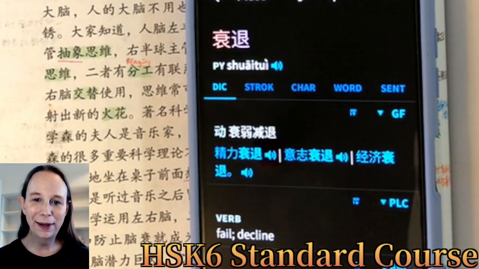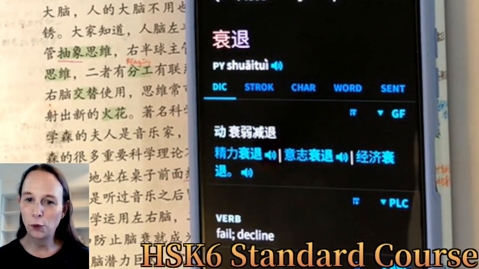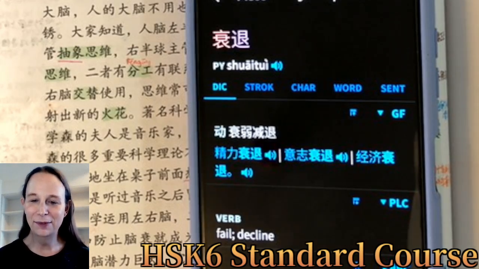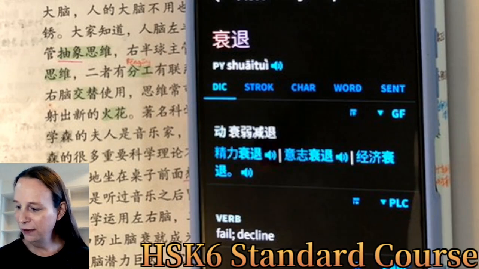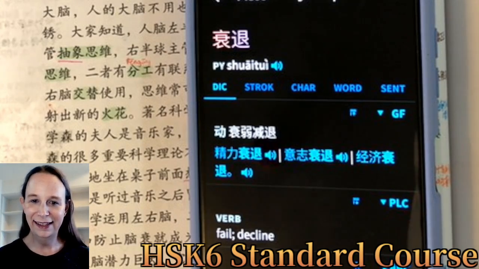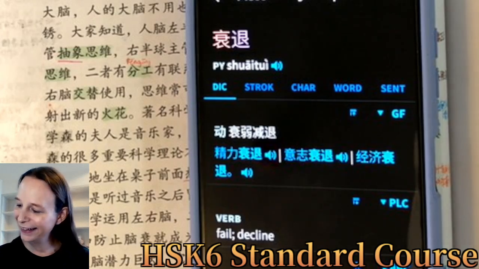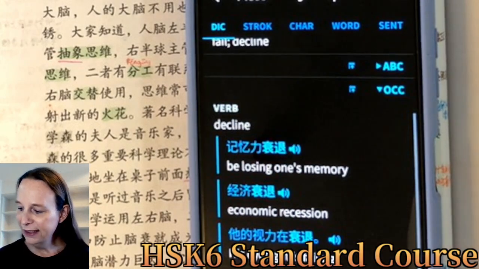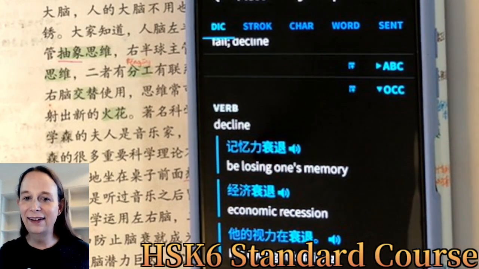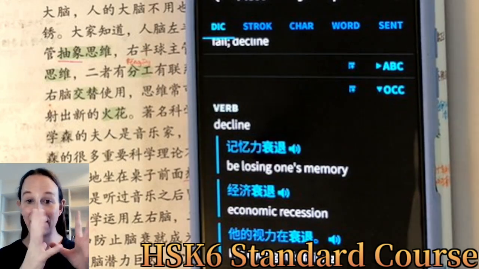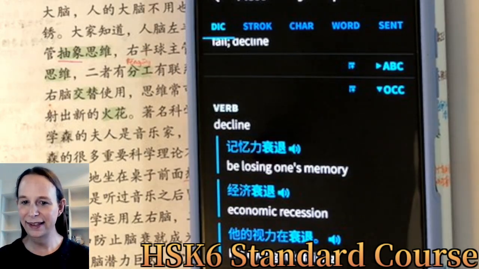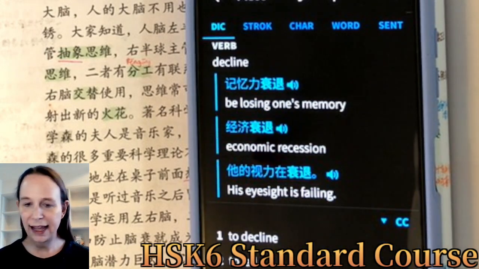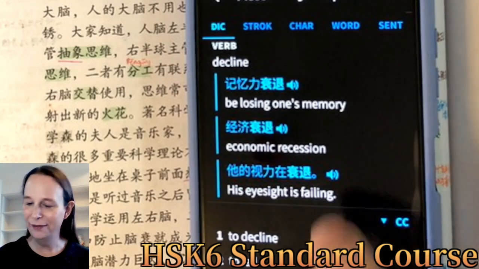意志衰退. 意志 is your will in the sense of willpower. You don't have willpower anymore. 经济衰退. The economy is weak. Just basically weak in that context. 记忆力衰退. So this one implies it was okay, but now it's getting worse. 他的视力在衰退. Yeah, so this is definitely a verb, right?